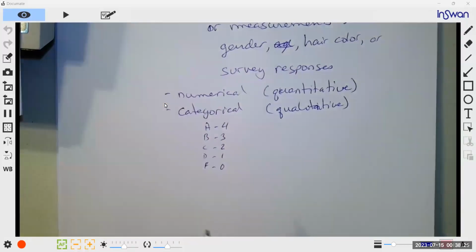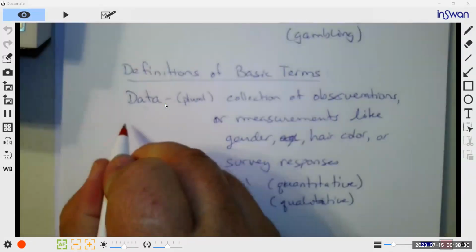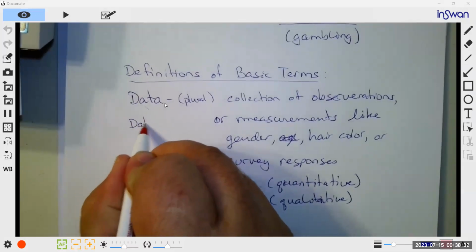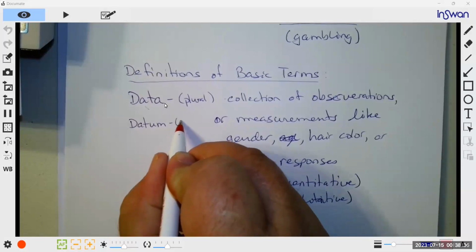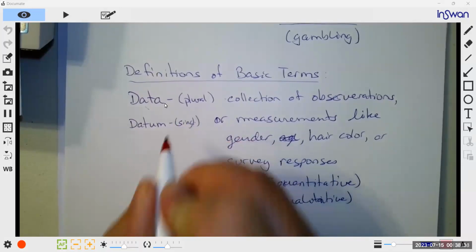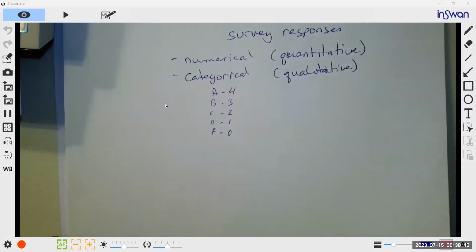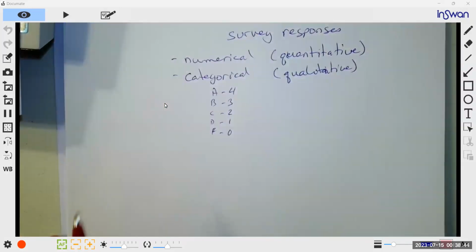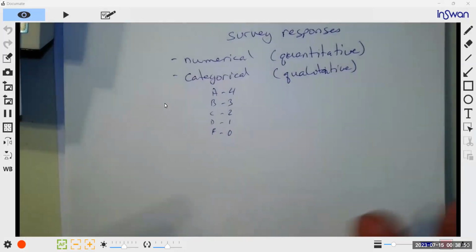So remember, data is plural. The singular is datum. So whenever we say data, we're talking about a group, more than one piece of value, observations, or numbers.